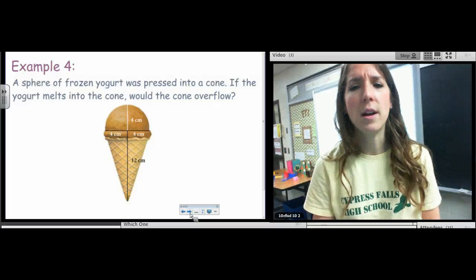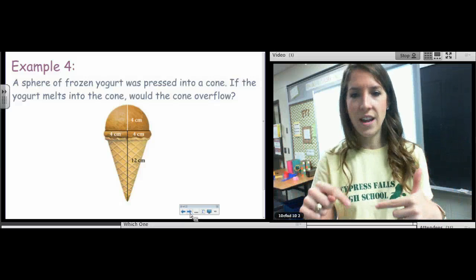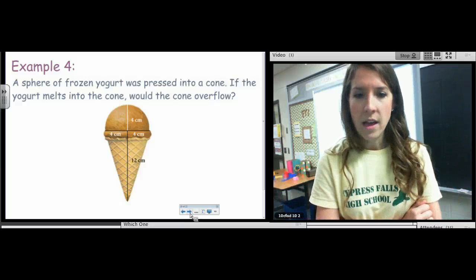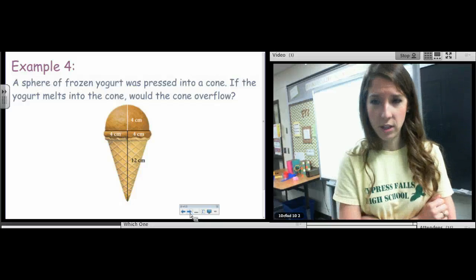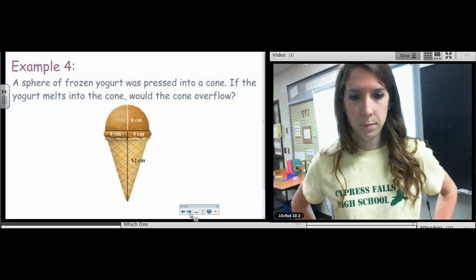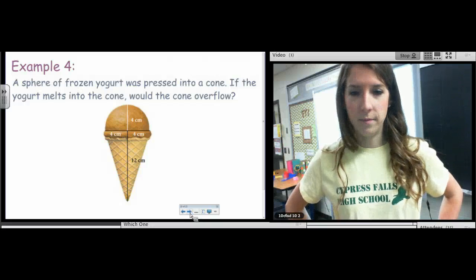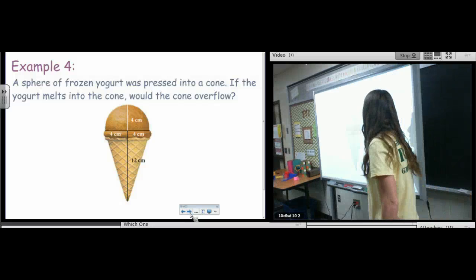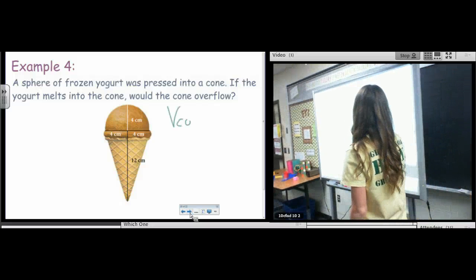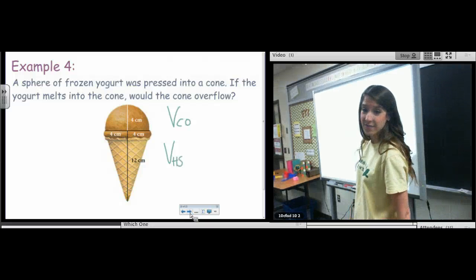So what are we going to do here? What's our strategy? Would it overflow? Or would all that ice cream fit into that cone? Yes or no? Is this a volume problem or a surface area problem? It's a volume problem. Yes. So let's find the volume of the cone. Let's find the volume of the hemisphere. And let's find out who wins.